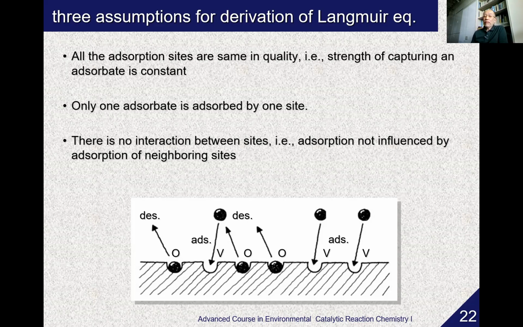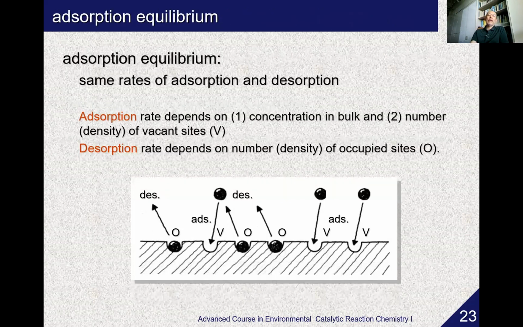So only by using those assumptions, which are very, very simple and almost natural, and by assuming those three points, it is possible to derive the Langmuir equation. It is necessary to remind that we think about adsorption equilibrium.